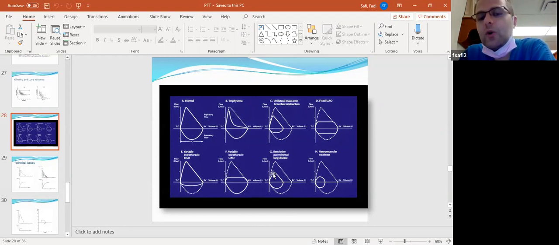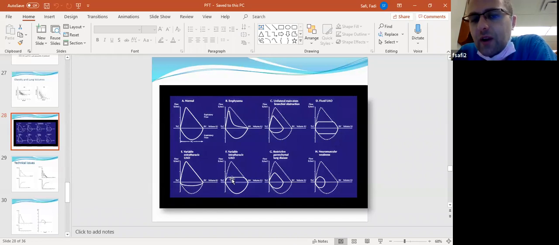Now forget about those. Let's look at this. This graph shows you that there is obstruction, but where is the obstruction? It's in the inspiration. Remember, the inspiration loop is here, the negative deflection. So when you have obstruction during inspiration, that tells you that the problem is extrathoracic. It's the opposite. Remember, if the obstruction is during the inhalation, the problem is extrathoracic.